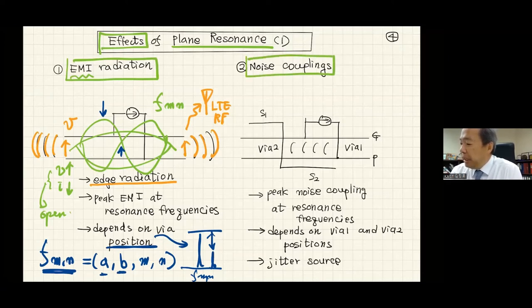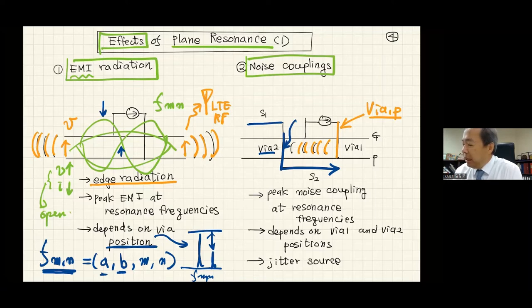Let's assume that you have a via. This could be a power via. It is creating the resonances. And let's assume that you have a signal via, and it has also via two. Because of this, the switching current of the power via will create the resonances. At certain resonances, the field inside this power and ground plane will be maximum. Then it will be coupled to the signal via.